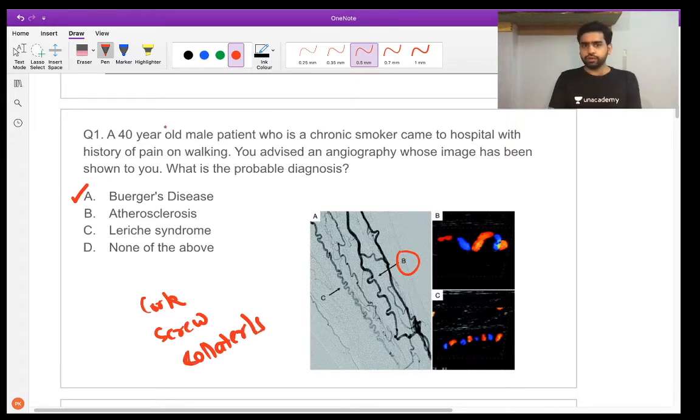And even if you see this particular history scenario, here you have a young male who is less than 50 years of age, who is a chronic smoker, and he's coming to you with pain on walking, which is indicative of intermittent claudication. Now, you advise an angiography, and what you get on angiography is these corkscrew collaterals. So the given history along with the angiographic finding is very much suggestive that the patient is suffering from Berger's disease. The answer is Berger's disease. Okay, so let us move on to the next question.